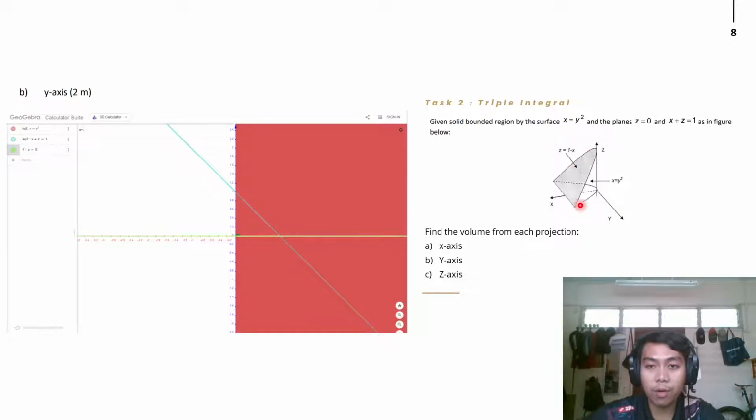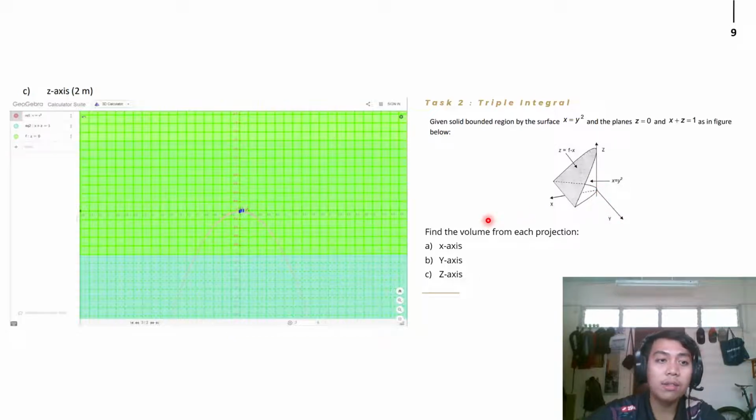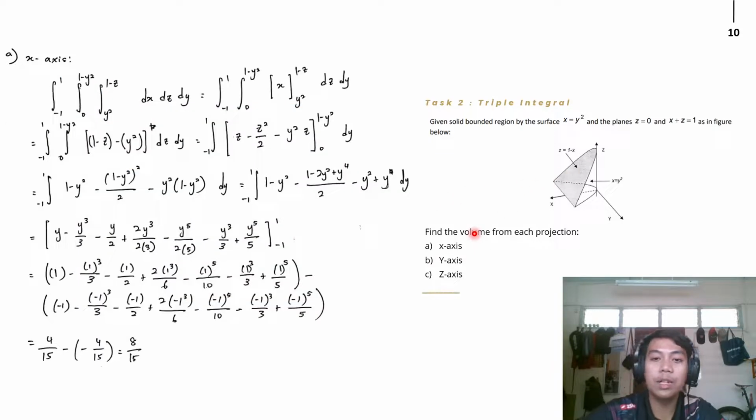So from this, the y-axis will become the height. After that, for the C to C, the z-axis will become the height, and we will see this part of the bounded region. Okay, so next we will need to find the volume from each projection, starting with using the x-axis as our height.